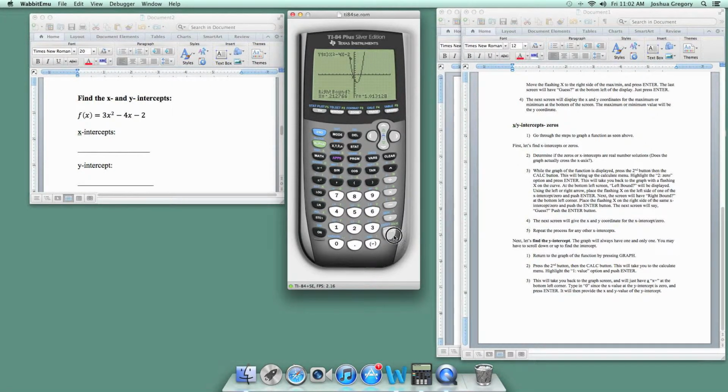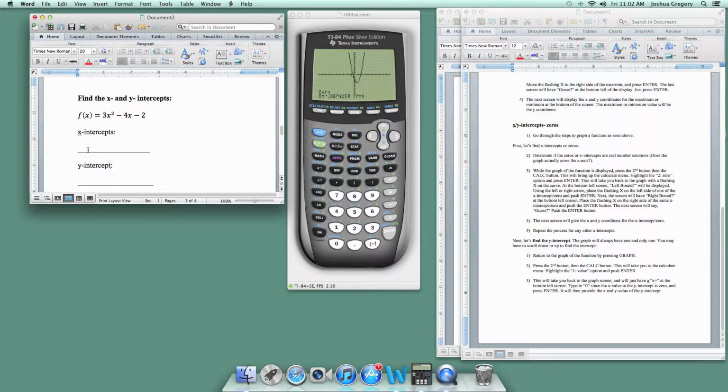Go right of it, push enter, and then it's going to come to our guess menu. So go and push enter again. And it's going to bring up that zeros, so that whole point. So for one of our x-intercepts, we're going to enter that exact point.